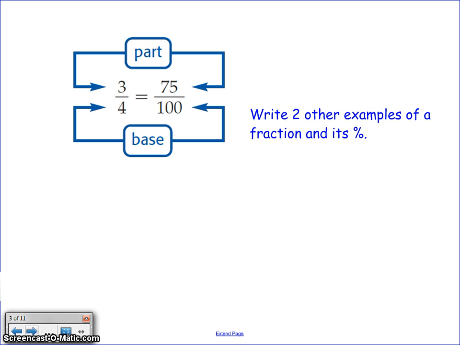All right, I'd like you to write 2 other examples of a fraction and its percent. So here we have 3/4 and its percent is 75%, or 75 over 100. I'd like you to put down in your notes 2 other examples.